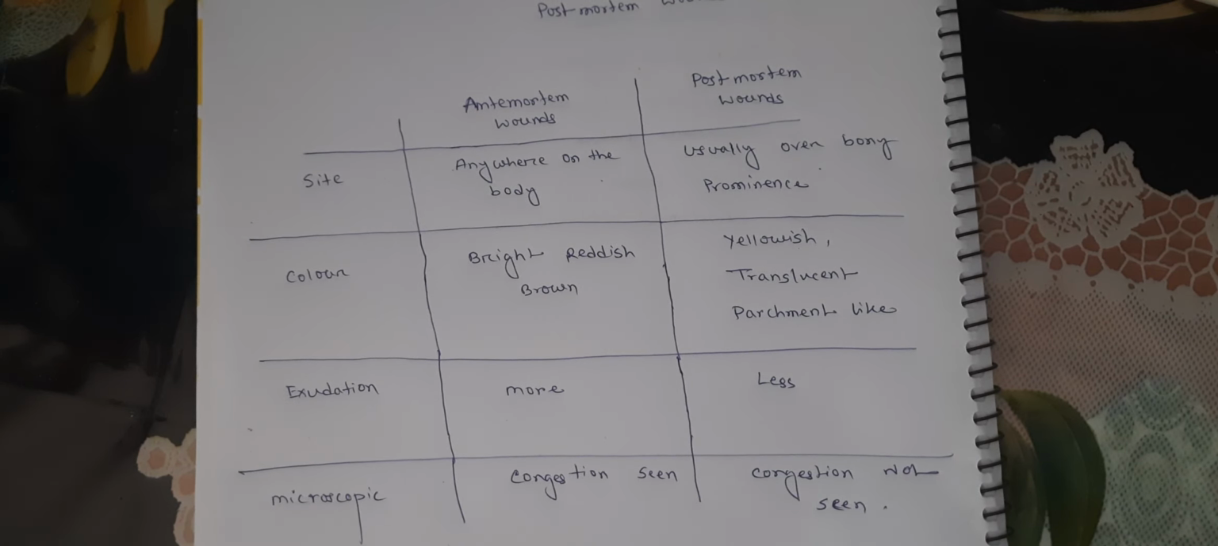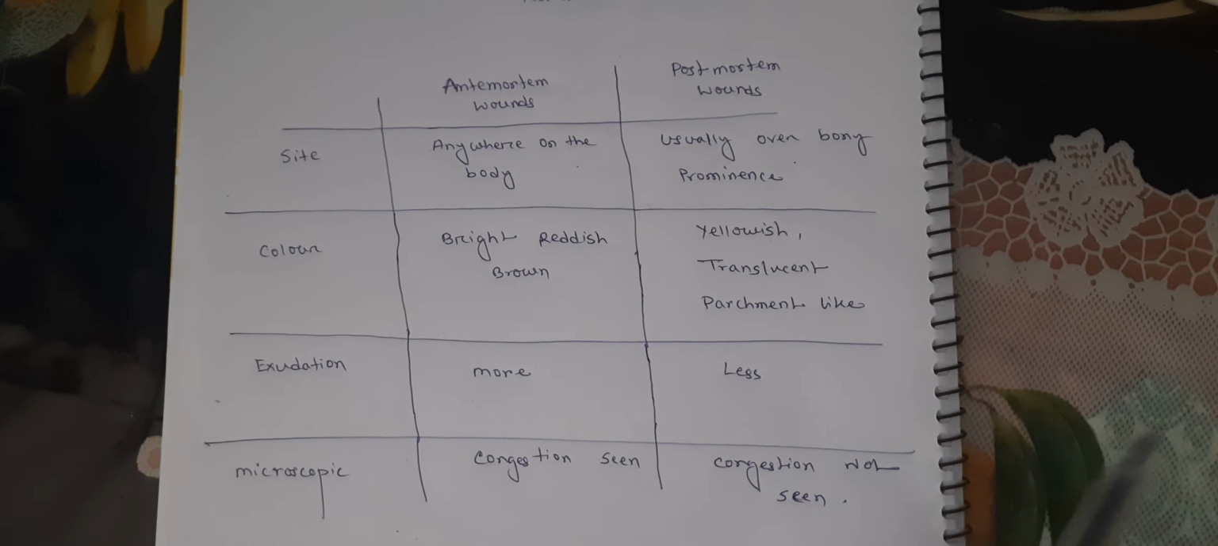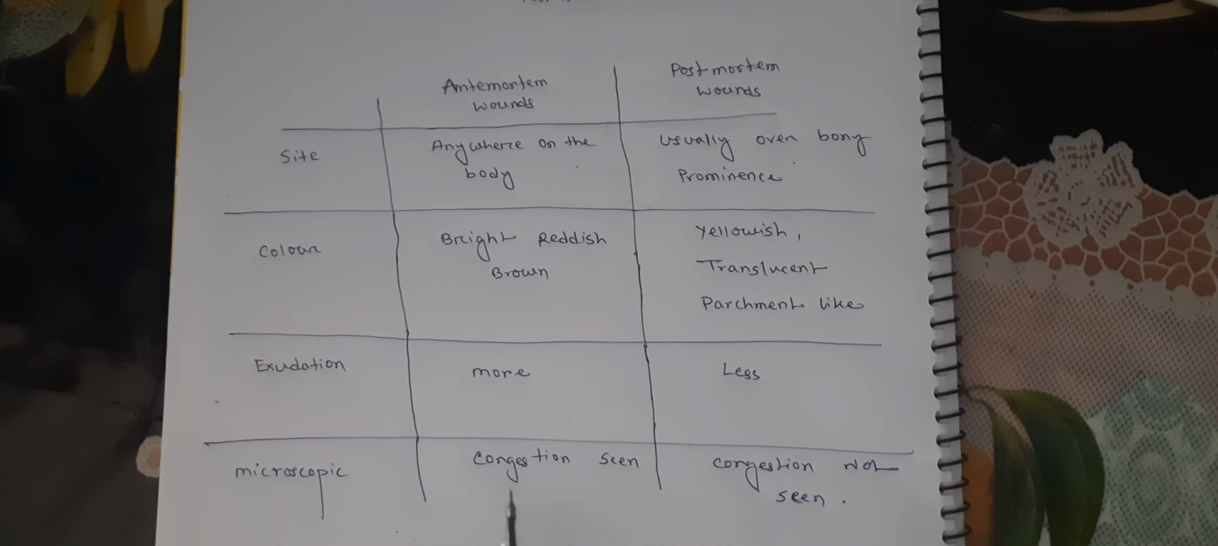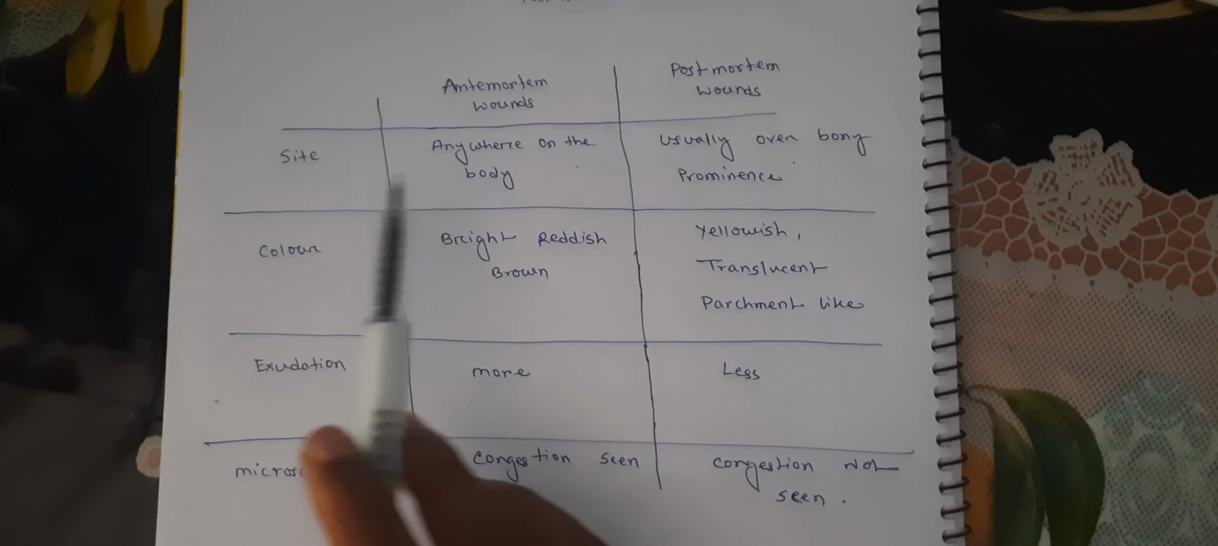Then in case of microscopic features, in case of antemortem wound, the contusion is more and contusion is seen, and in case of postmortem wound, contusion is not seen. So these are the differences between antemortem and postmortem wound.